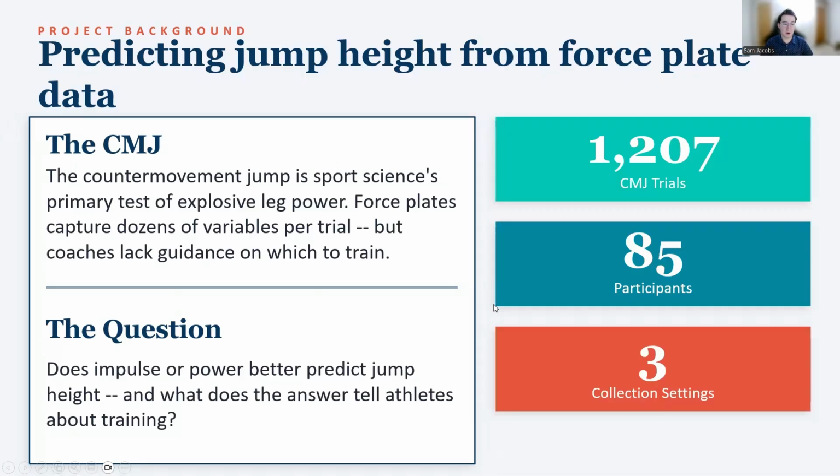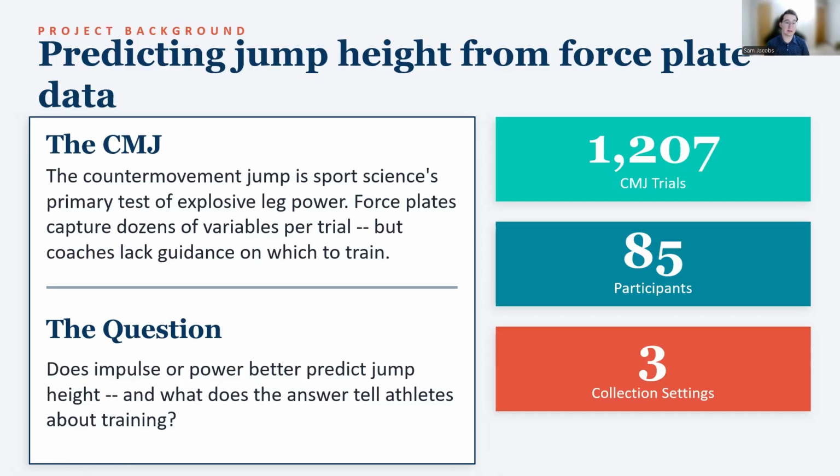So this project focuses on the counter movement jump, or the CMJ, which is the standard field test for lower body explosive power in sports science. An athlete drops into a rapid counter movement and then jumps as high as they can, and the resulting height serves as a proxy for their performance. Force plates that we use to capture this capture dozens of biomechanical variables per trial, including average force, peak power, phase timings, and squat depth.